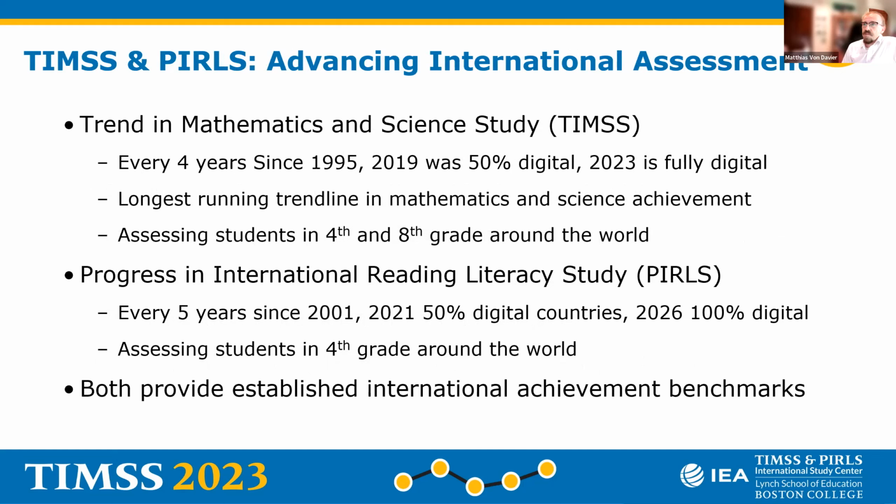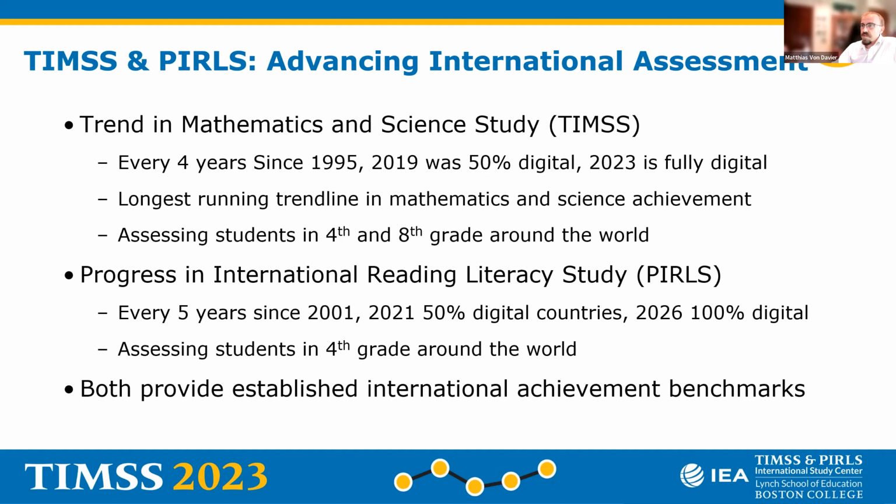TIMSS is the Trends in Mathematics and Science Study. This takes place every 4 years since 1995. In 2019, it was halfway digital, so about half the countries. In 2023, it will be fully digital with a few exceptions. So everything will be delivered on the computer and a lot of stuff will also be stored automatically, hence the motivation already. It's pretty much the longest trend line in mathematics and science achievement. It's assessing fourth and eighth grade students around the world.